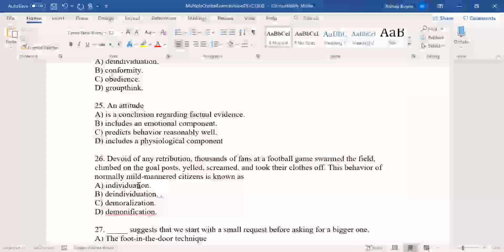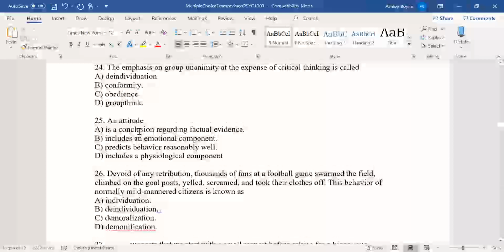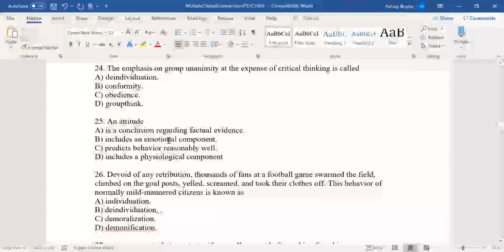All right, so number 22. Shari just got married. Now she willingly takes care of her husband along with taking care of herself. Her new responsibilities are as a result of A, an ascribed role, B, a complementary role, C, an achieved role, or D, a submissive role. So C, right. Okay, so this is an achieved role.